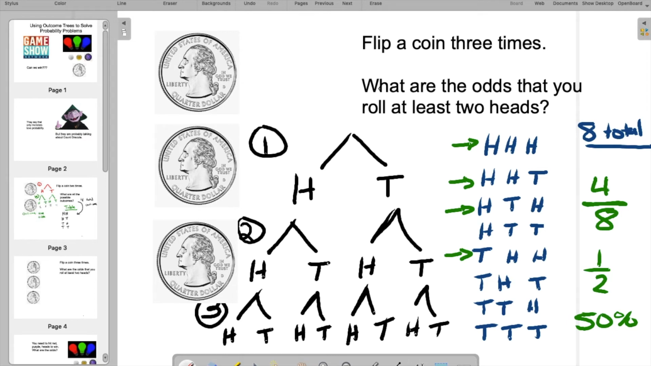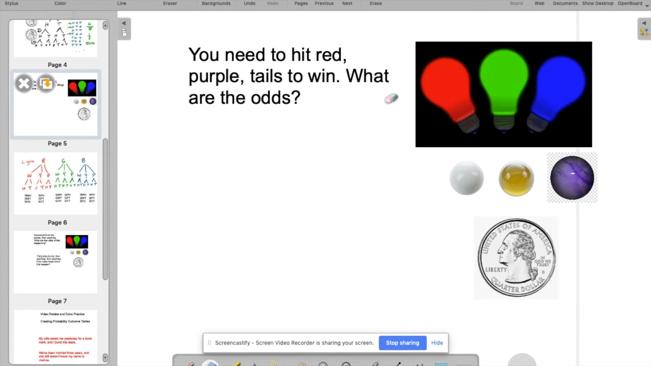And now we're ready to answer that game show problem. So we're now on to that game show problem where in order to win, we needed red light, then the purple marble, and then we needed to flip a tails on the coin. And we want to figure out what are the odds of all 3 of those things happening. So that means that we have 3 events.